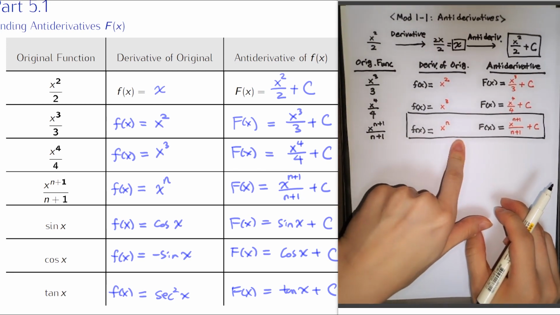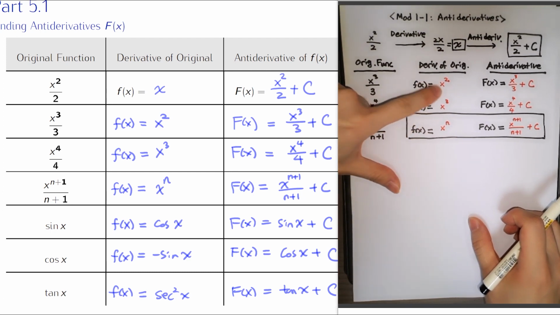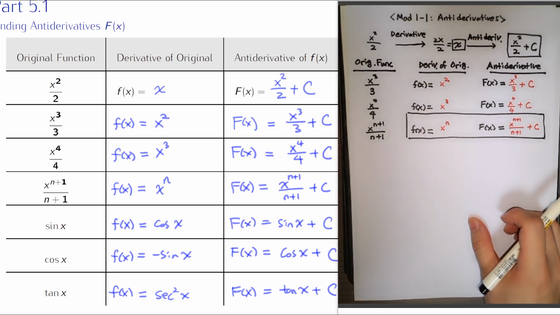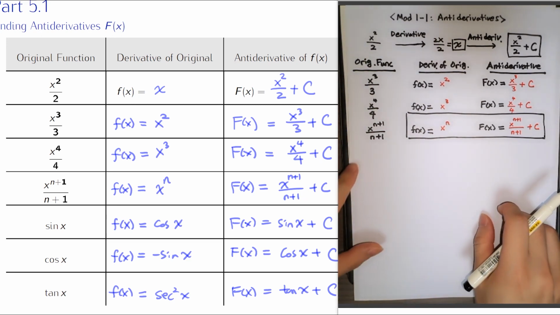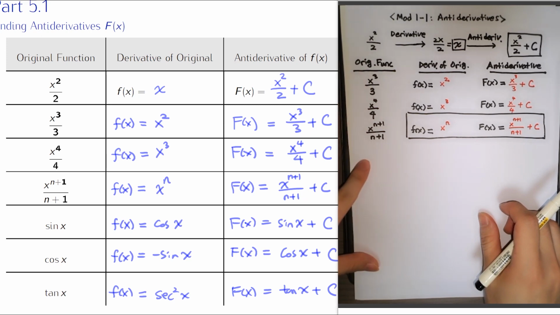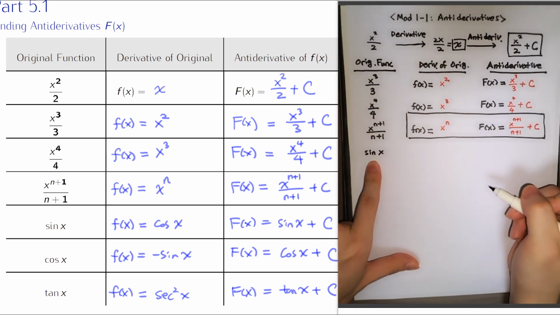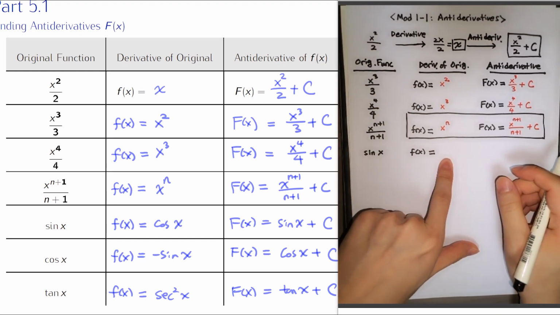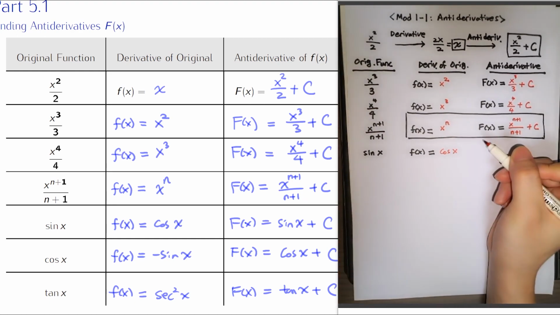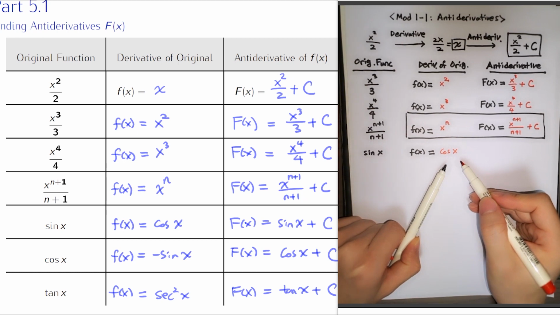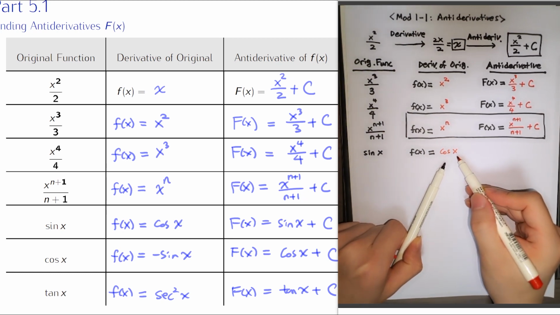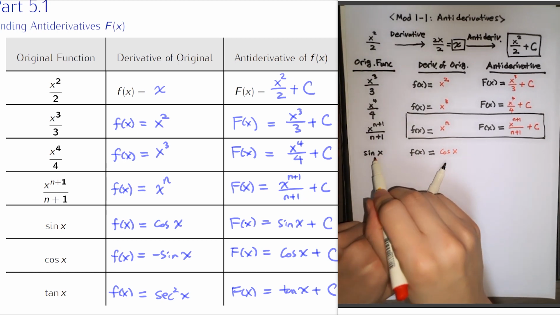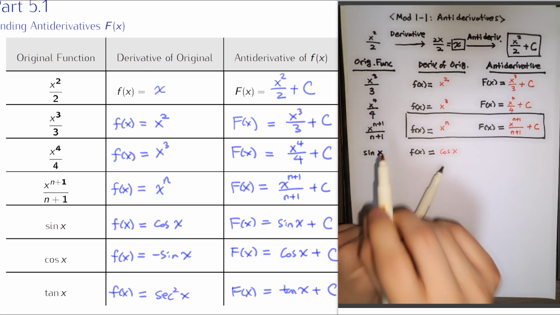Okay, please use this. So far, we've worked with polynomial functions. How about trigonometric functions like sine or cosine or tangent? So let's say our original function is sine x. Then the derivative of sine x is cosine. Now, what's the antiderivative of cosine? The antiderivative of cosine is sine x plus c.